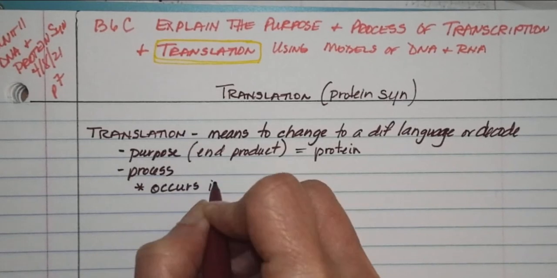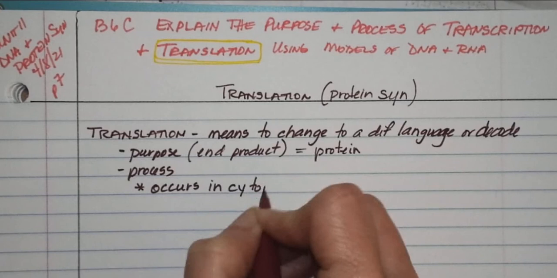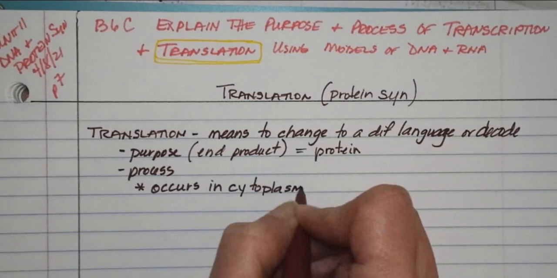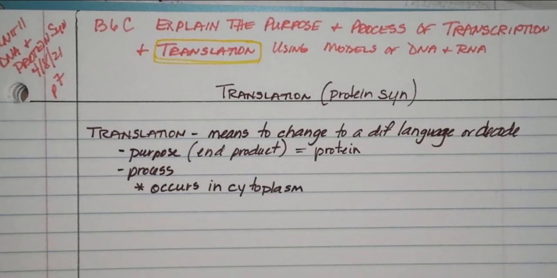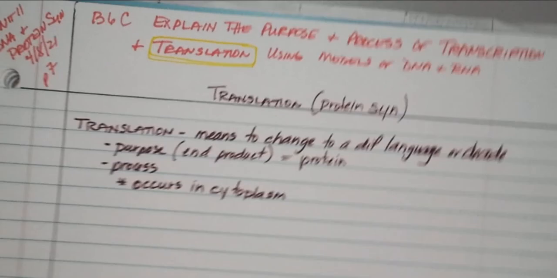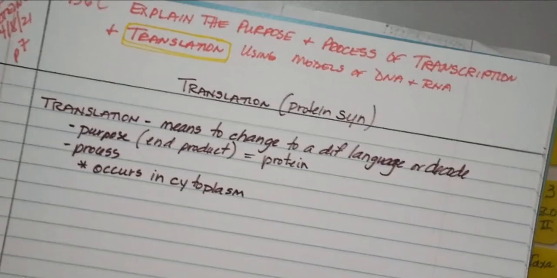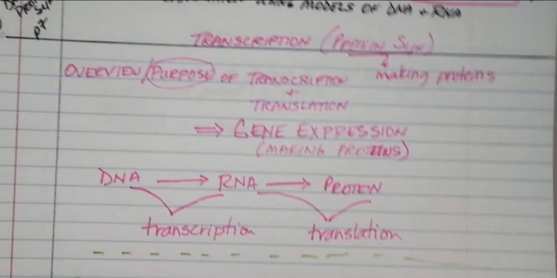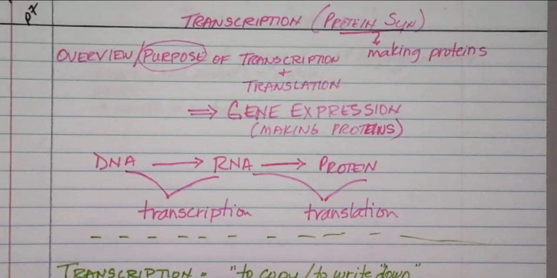Where's the DNA? In a cell, where's the DNA? In the nucleus, right? I don't think I wrote down yesterday that it occurs in the nucleus because I just made the assumption that you figured that out. But if you want to do this, you could write down in nucleus. I just assumed you guys figured that out, but I didn't write it down here.